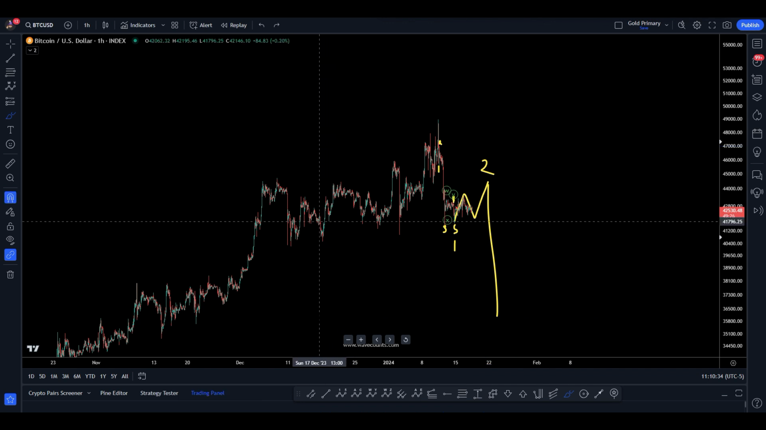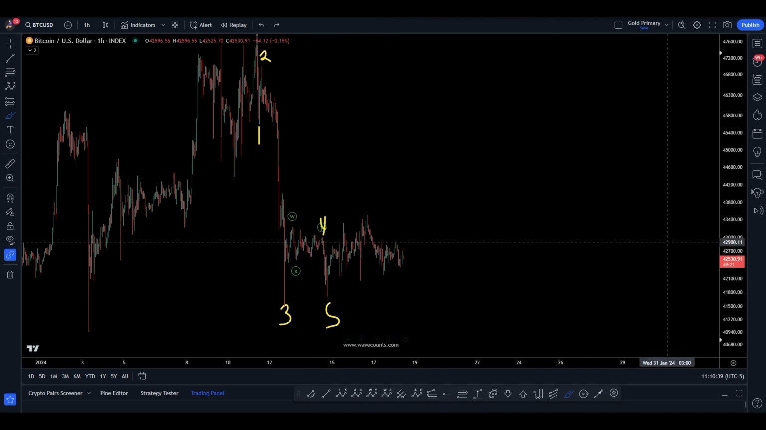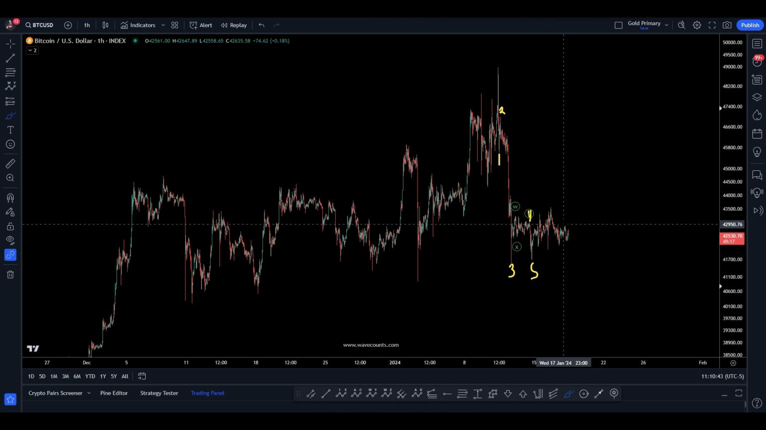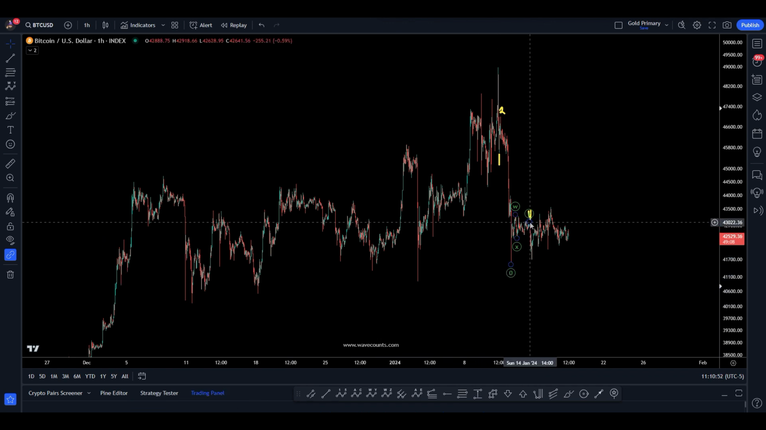So that's Bitcoin on every time frame. Oh, I didn't talk about the Bitcoin ETF. Oh, how could I forget? Bitcoin ETF means nothing. Okay? It means absolutely nothing. In fact, it's worse for Bitcoin.